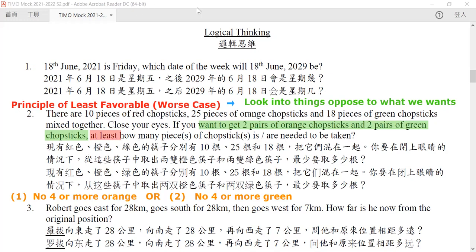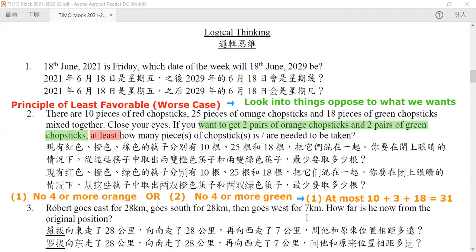But by this, we can calculate the minimum value of each of these. So in order for it to have no 4 or more orange chopstick, the number of red chopstick you can have is all of them, right? There's no requirement. But for orange chopstick you can have at most 3, and for green chopstick you can have all of them. Okay, so in total, for our first condition, it will have at most 10 plus 3 plus 18, or in other words, it will be equal to 31.